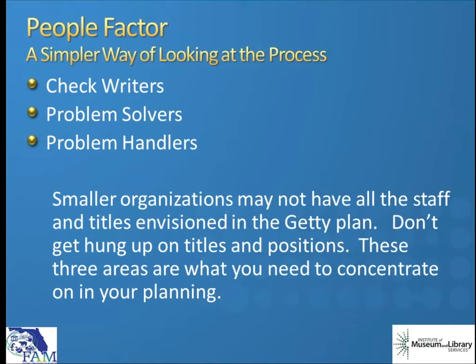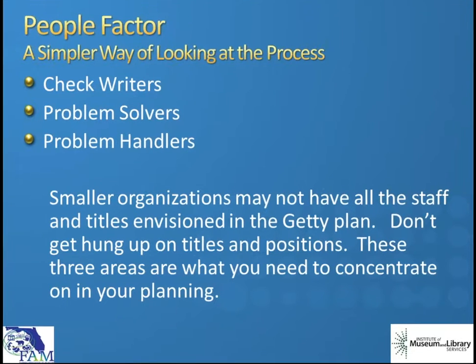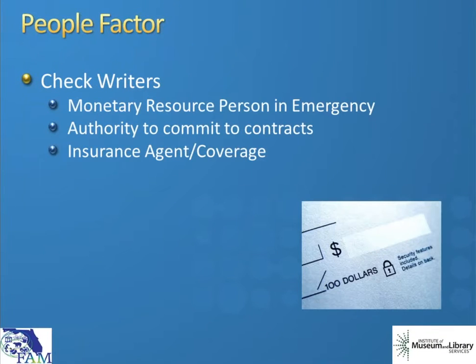Now, to make it really simple, in developing the people part of your plan there really are only three groups of people. I call these the check writers, the problem solvers, and the problem handlers. The check writers are what I call those people that have the monetary resources to respond to an emergency. It could be the director, the board of trustees, the organization treasurer, or whatever. This is usually where the authority of an organization may also rest in terms of commitment to developing the emergency plan, authorizing staff training, and so forth. It is crucial in emergency planning to identify this component.